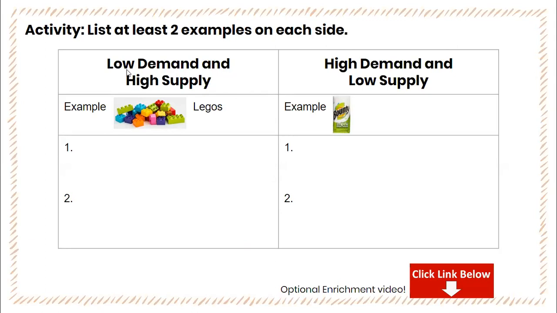For example, what would be something that's low in demand, so high in supply? One example is toys like Legos. You can always find Legos at the store. You will always see them on the shelf. That means there is a high supply for Legos and a low demand. Something that is high in demand but low supply is like the paper towels we talked about. There is a very low supply of those right now and the demand is high.